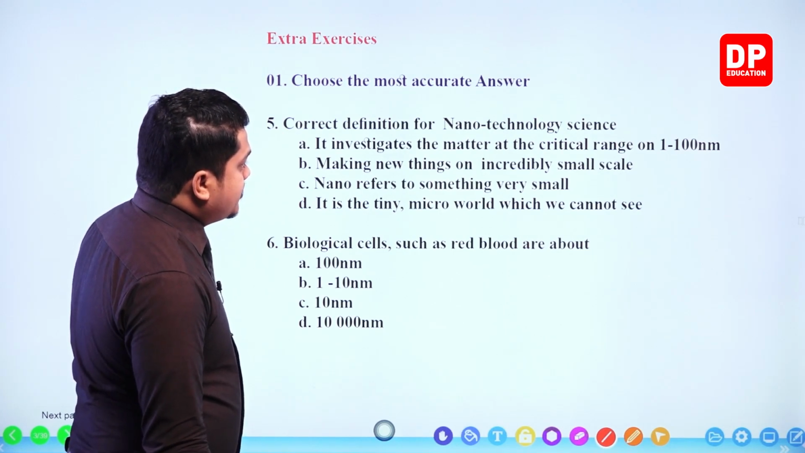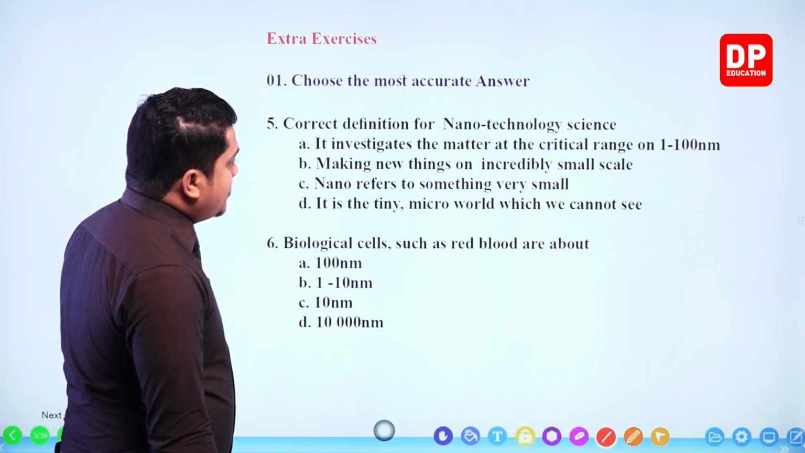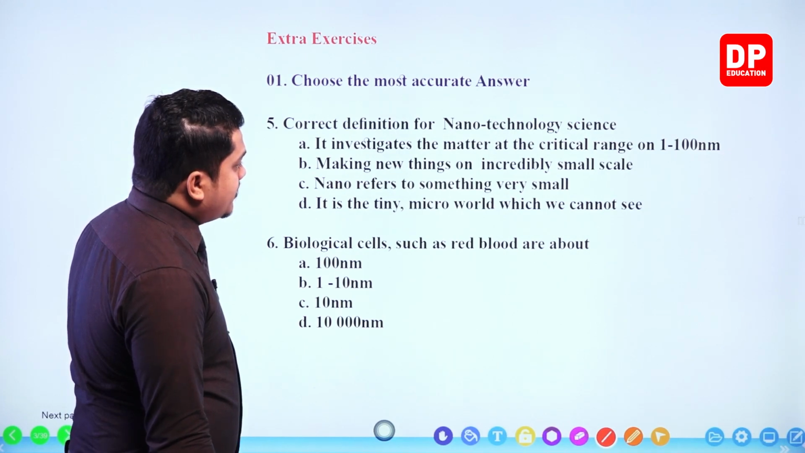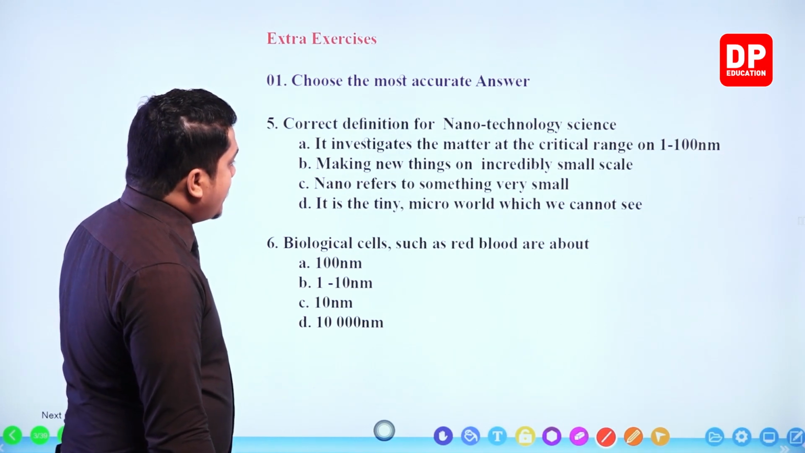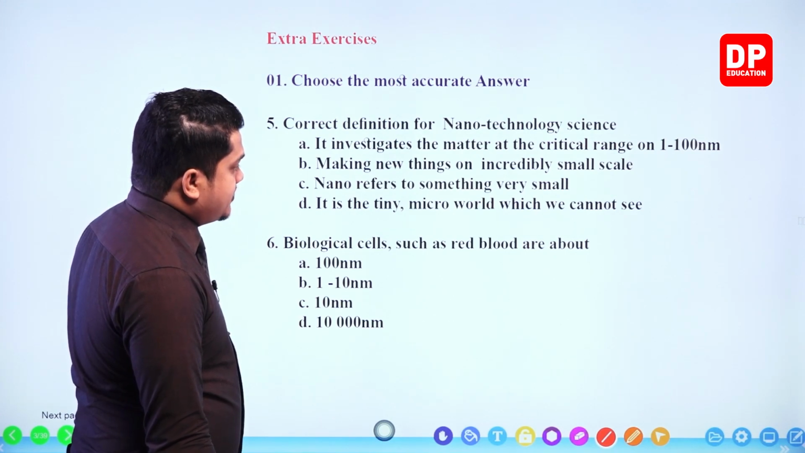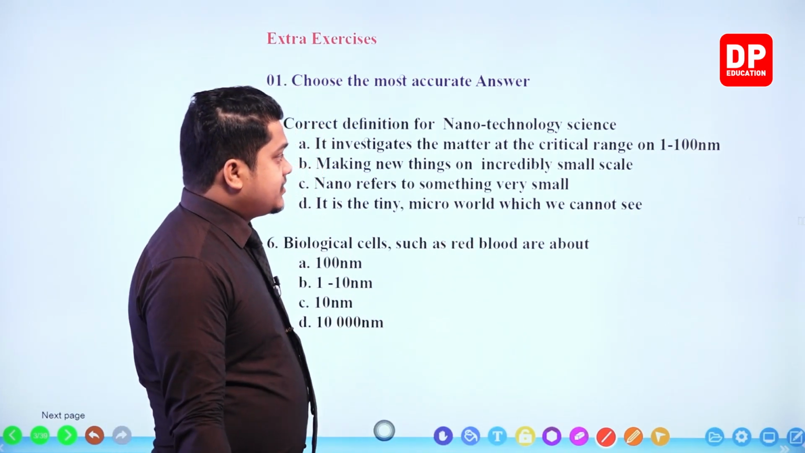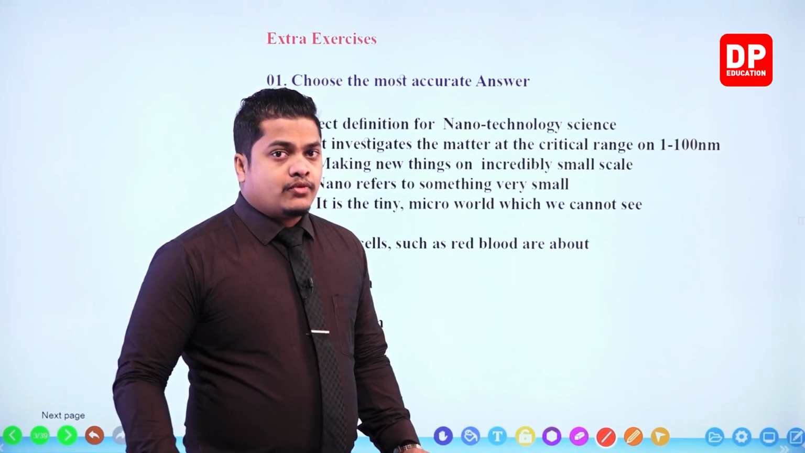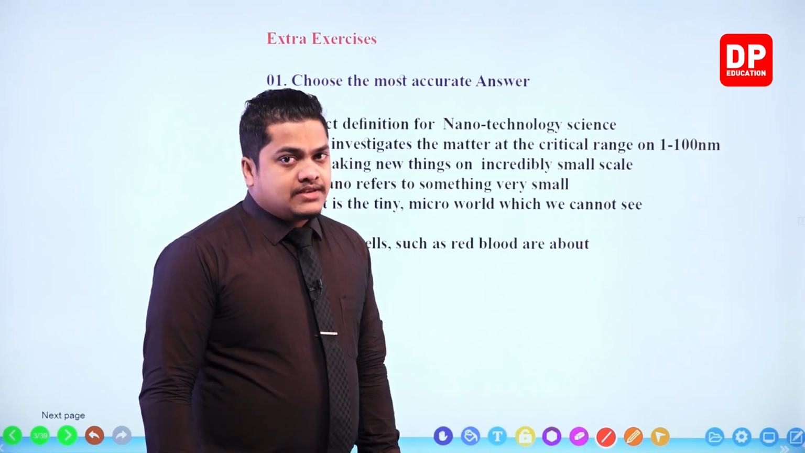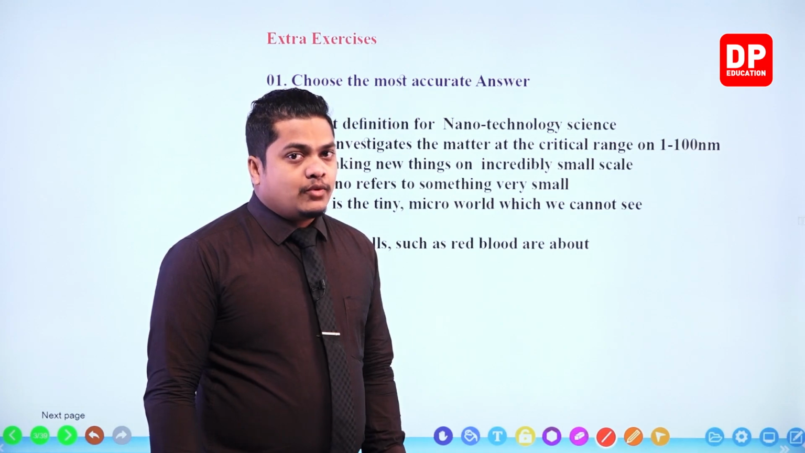Correct definition for nanotechnology science. Okay, nanotechnology science. The correct definition. It investigates the matter at the critical range of 1 to 100 nanometers. Making new things on incredibly small scale. Nano refers to something very small. It is the tiny micro world which we cannot see. So you have to choose the most suitable answer in here. Sometimes there can be 2 or more answers, my dear children, that would give the same idea. So when choosing answers for the MCQ type questions, multiple choice questions, you should be very careful because you have to choose the most accurate and the correct one.